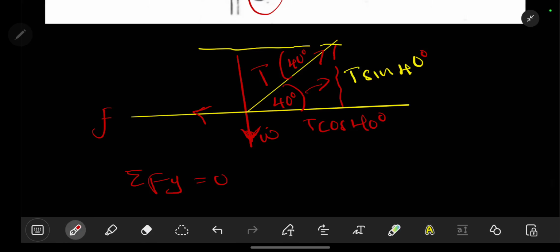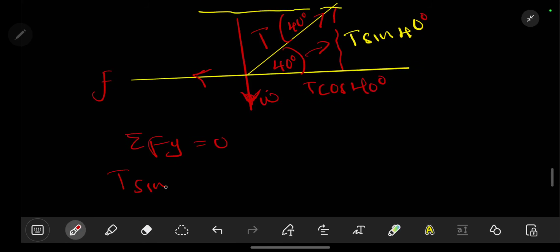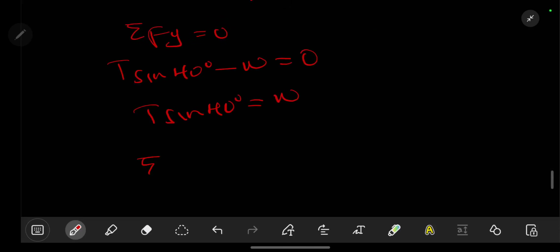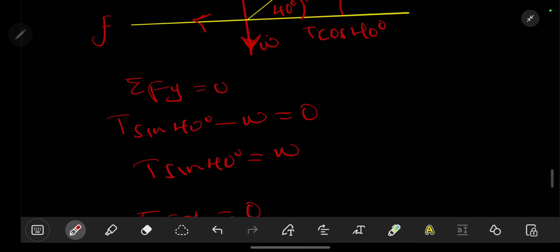So we are going to say T sine of 40 degrees minus the weight of the object is equal to 0, since these are the only two forces we have. So our T sine of 40 degrees should be equal to W. Now when we do that, we don't know what T is equal to, so that's why we go to the summation of forces in the X. It is also equal to 0 because it's not moving.